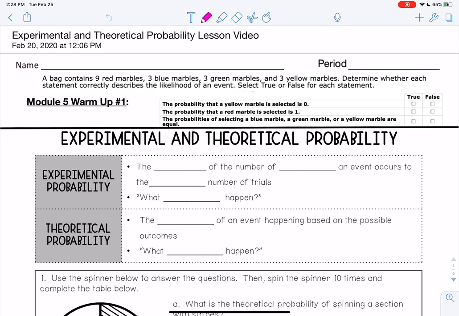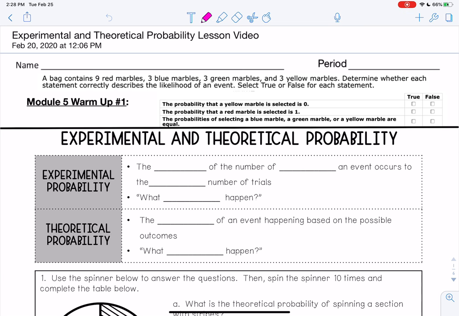So let's go ahead and look at our warm-up first. The warm-up says a bag contains 9 red marbles, 3 blue marbles, 3 green marbles, and 3 yellow marbles. Determine whether each statement correctly describes the likelihood of an event. Select true or false for each statement.